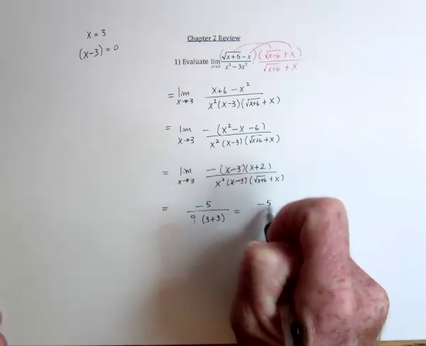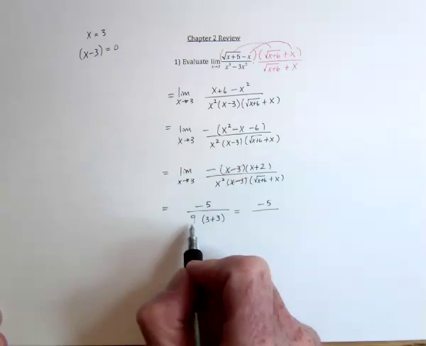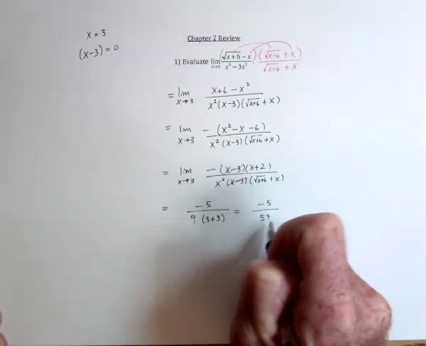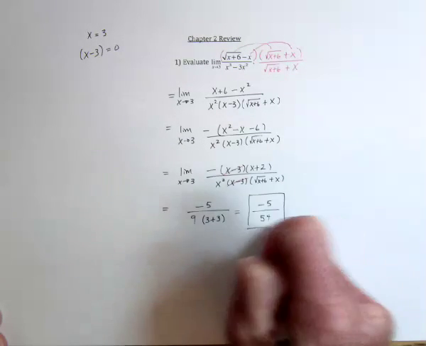So it's going to be negative 5, and then 6 times 9 is 54. It can't be reduced, so it's done.